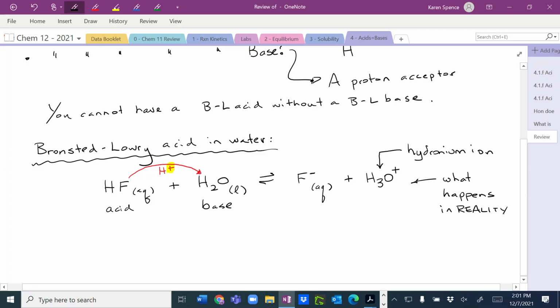We'll have a quiz. We're having a quiz next Tuesday on the Bronsted-Lowry stuff. I know.